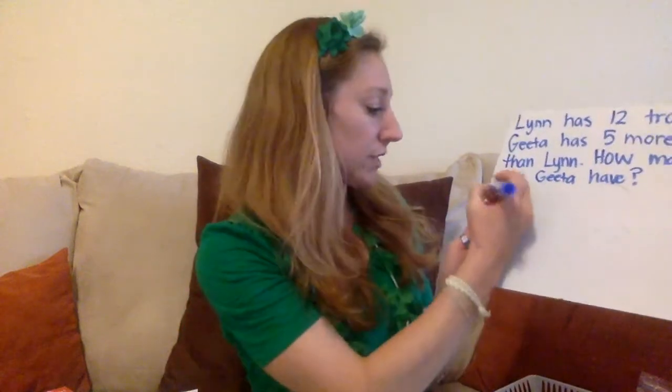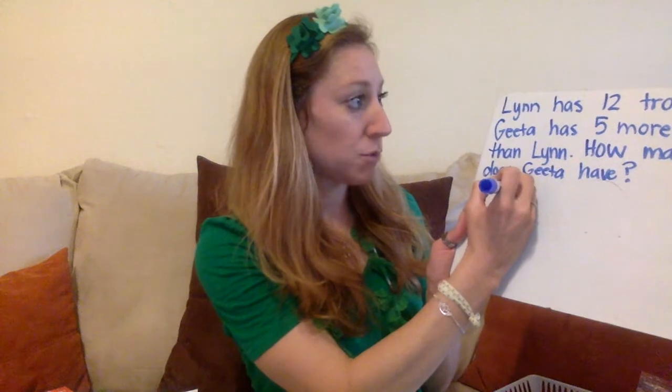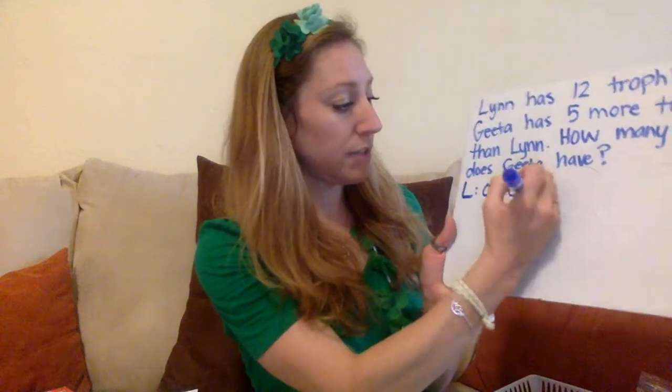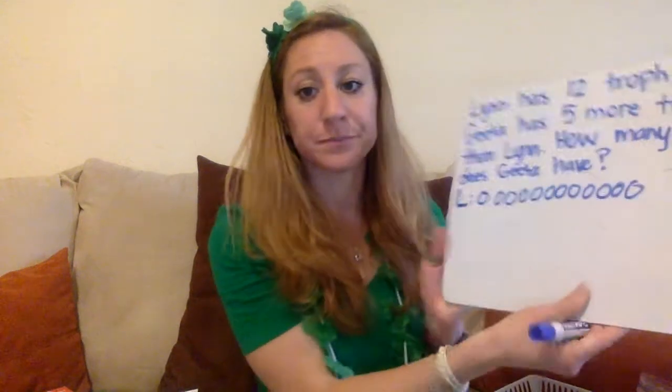Now I'm not going to draw trophies, that's kind of tough, and I'm not going to spend a lot of time on it. I'm going to represent them with circles like we usually do. So Lynn, now since I'm comparing, I'm going to make 2 different rows of circles to compare exactly next to each other, the trophies. So Lynn has 12 trophies. 1, 2, 3, 4, 5, 6, 7, 8, 9, 10, 11, 12.